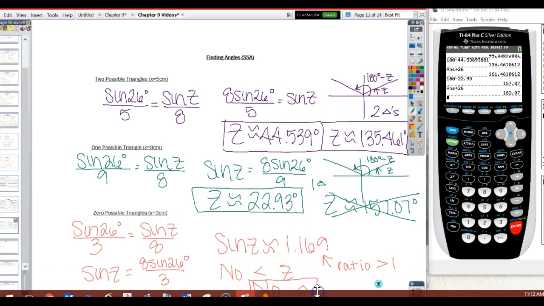From here, that would then be another way that you could verify no triangles. Right here, the ratio for sine inverse is larger than 1. So we are done.